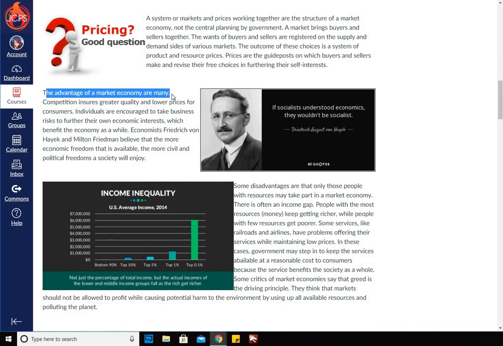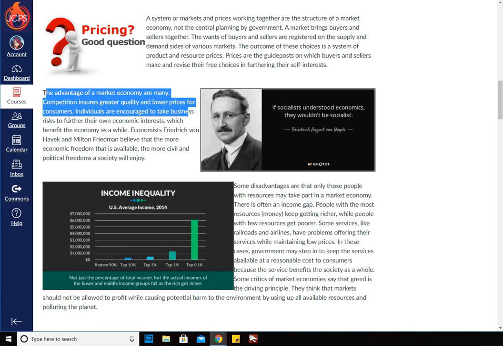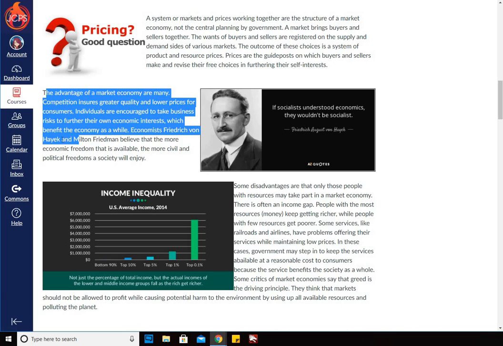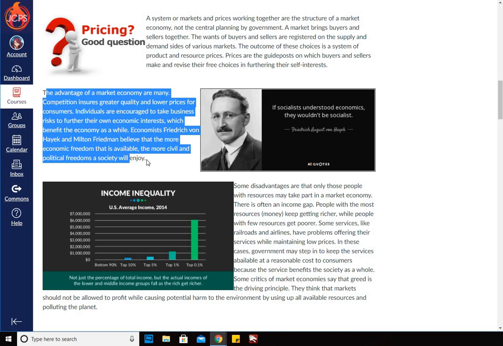The advantages of a market economy are many. The competition ensures greater quality and lower prices for consumers. Individuals are encouraged to take business risks to further their own economic interests, which benefit the economy as well. I need to go through here. Economists Friedrich von Hayek and Milton Friedman believe that the more economic freedom that is available, the more civil and political freedoms a society will enjoy.